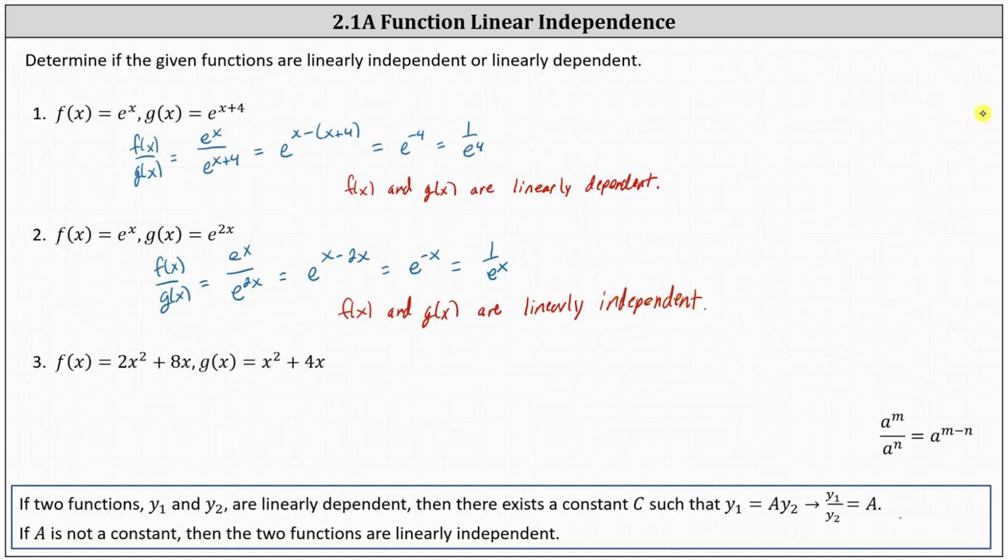And for the last example, we have f of x equals 2x squared plus 8x, and g of x equals x squared plus 4x. Again, let's divide f of x by g of x, which gives us the quantity 2x squared plus 8x divided by the quantity x squared plus 4x. Let's simplify by factoring. The greatest common factor in the numerator is 2x, giving us 2x times the quantity x plus 4. In the denominator, the greatest common factor is x, giving us x times the quantity x plus 4. Simplifying, x divided by x simplifies to 1, and so does x plus 4 divided by itself. Simplifying, we just have the constant 2.